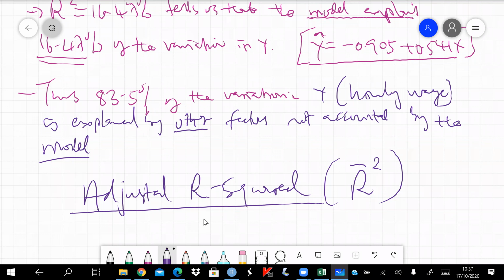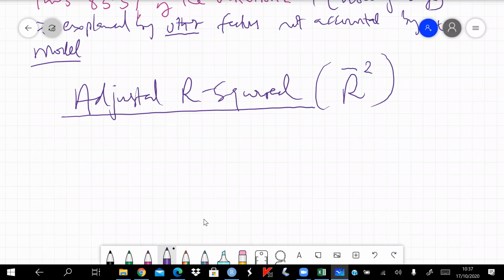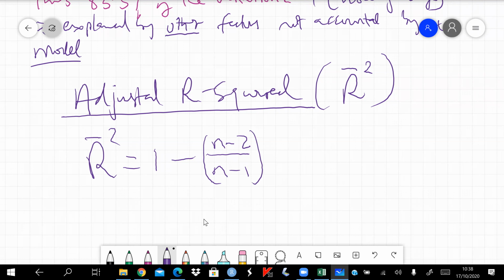You might find that it is just because we have put so many variables in the model. So to take care of that limitation, or the effect of the number of variables, we use a related coefficient known as the adjusted R squared. The adjusted R squared is defined as 1 minus (n minus 1)/(n minus k minus 1), multiplied by 1 minus R squared. So the adjusted R squared is given by that.